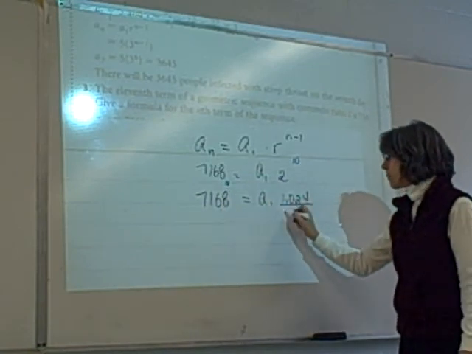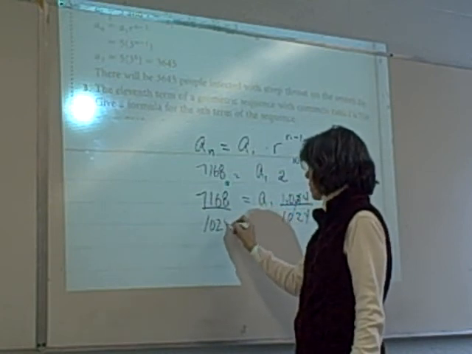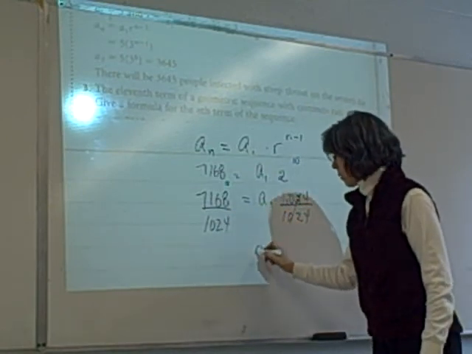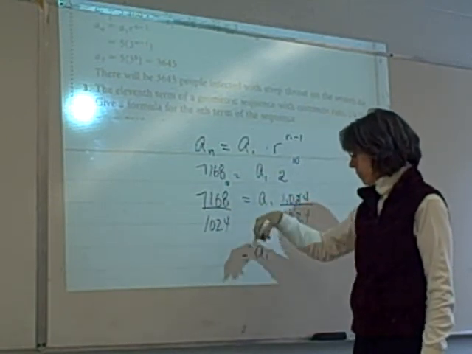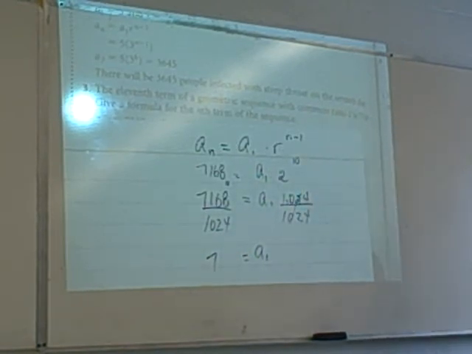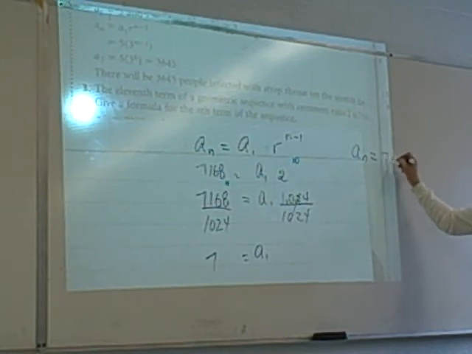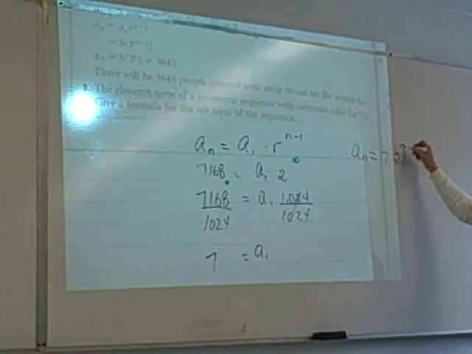And so what do I have to do? Divide both sides. And what do I know the first term is? 7. Okay, so could I give a formula for the nth term? What would it be? a sub n, 7 times the ratio 2 to the n minus 1.